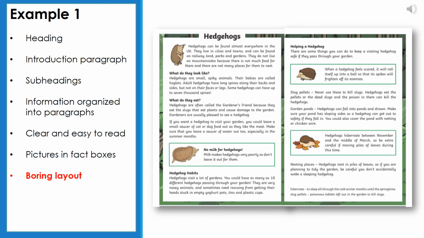Let's analyze this first poster, example 1, and see where we can make improvements. So, looking at the format, it has a heading, it has an introduction paragraph, it has some subheadings, they're in bold, but they're not very large. We have our information organized into paragraphs. It's very clear and easy to read. We have pictures inside the fact boxes, but we don't have any captions with them.